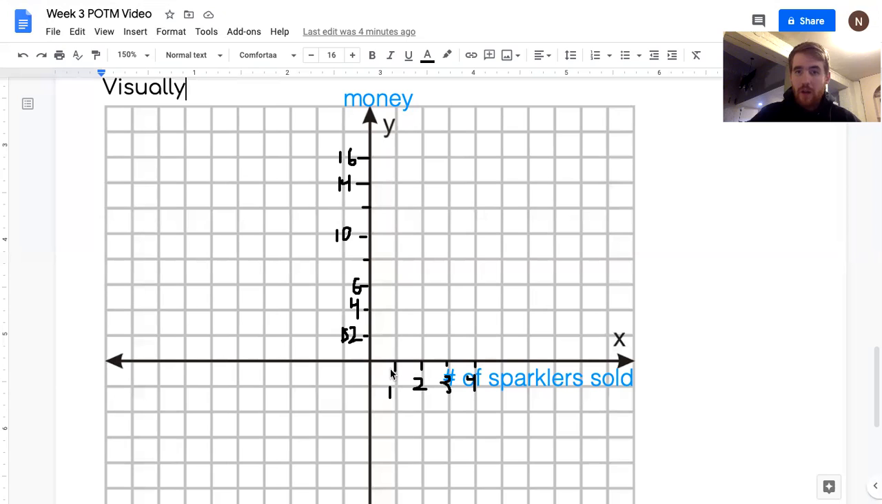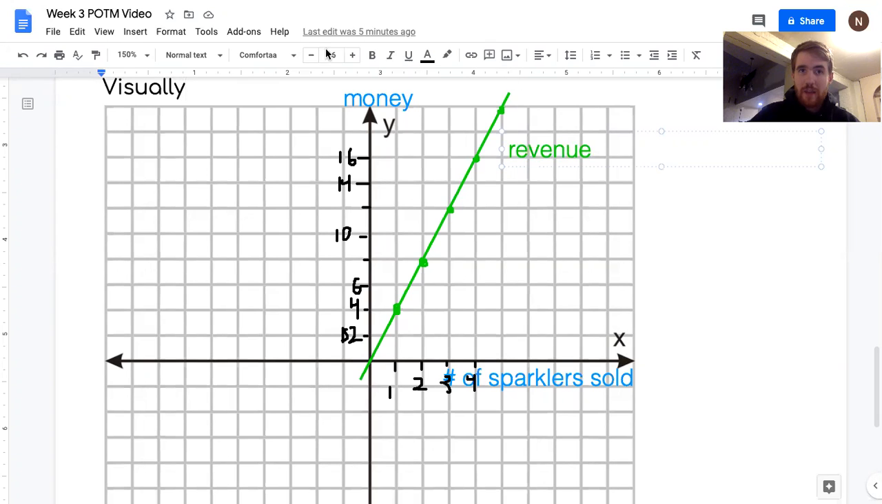So we'll do the revenue first. 1 sparkler sold is $4. 2 sparklers sold, $8. 3 sparklers sold, $12. 4 sparklers sold, $16. 5 sparklers sold would be $20. You can see we have this nice straight line. You could write an equation for it if you wanted, but you don't have to. You can just graph it like that. Now we'll do the same thing, and this represents the revenue.